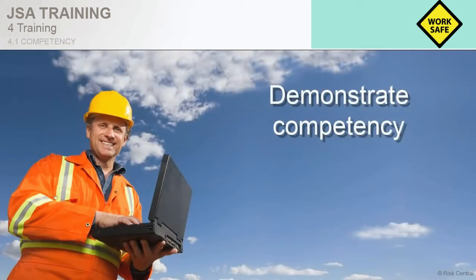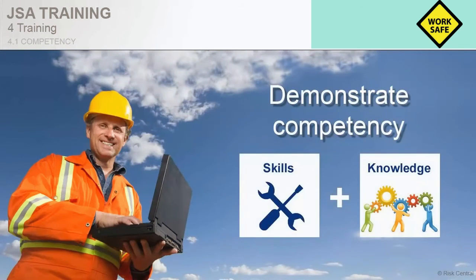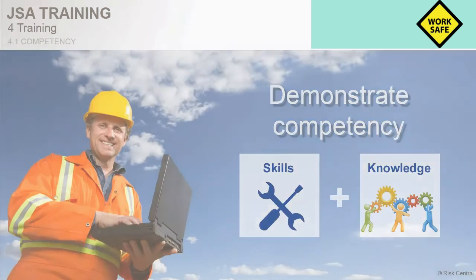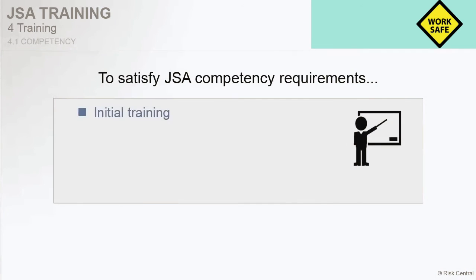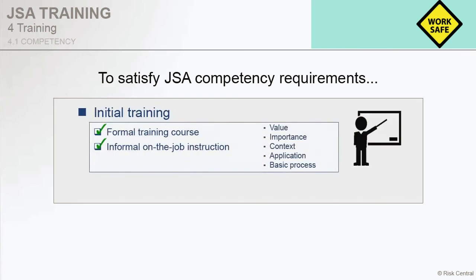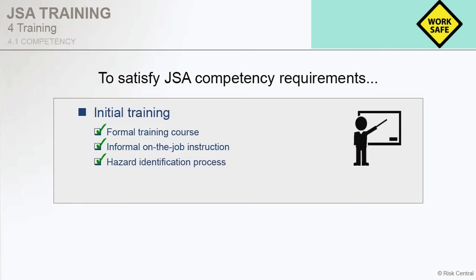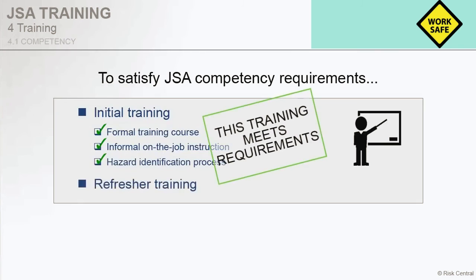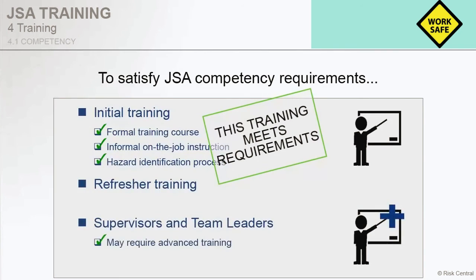A person must be able to demonstrate the skill and knowledge required to carry out the JSA to an acceptable standard. To satisfy the requirements of JSA competency, the individual must undergo initial training on JSAs through formal training courses and informal on-the-job instruction to understand the value, importance, context, application, and the basic process of conducting JSAs. The training module must include the hazard identification process and undergo regular refresher training on JSAs. Supervisors and JSA team leaders may require more advanced training than other JSA team members.